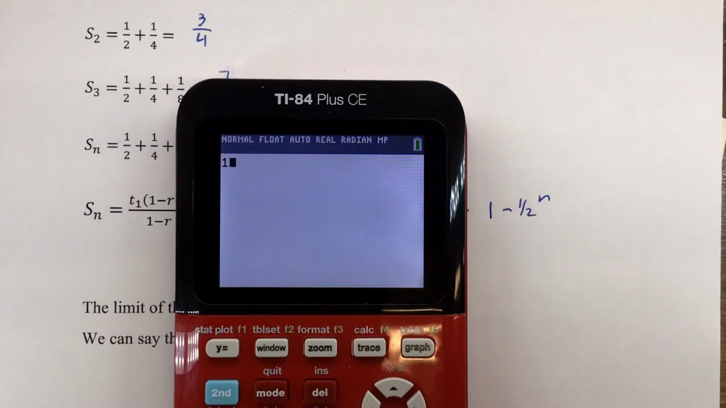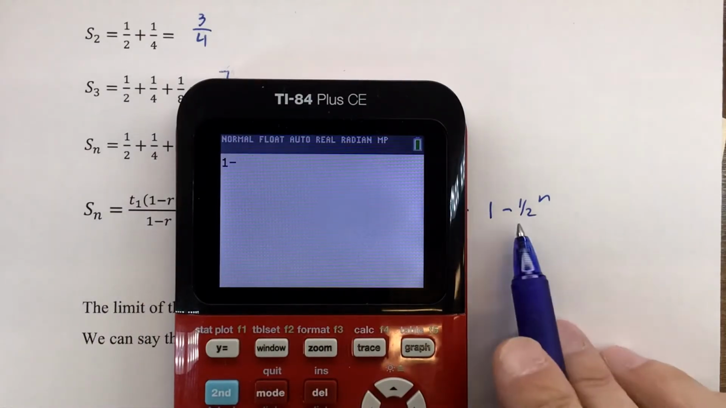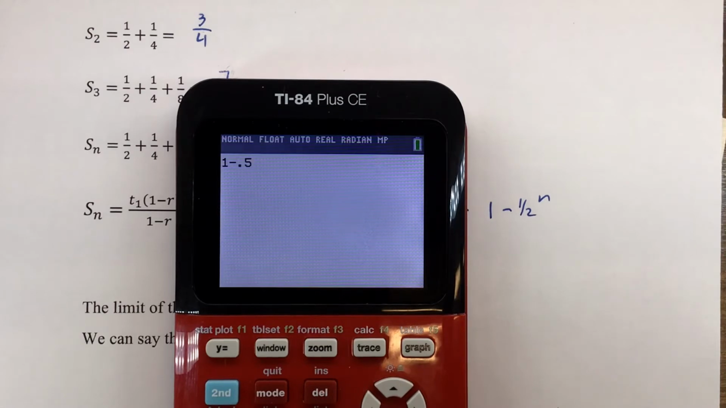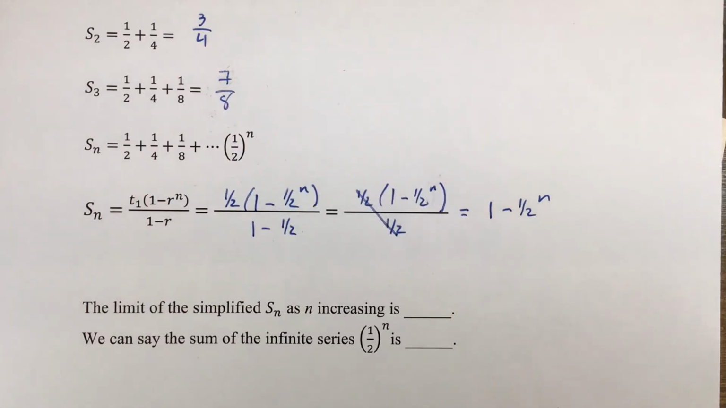So I'm going to take 1 and subtract, for the 1/2, I'll just type it in as 0.5, and raise that to the third power. I get that as a decimal, but if I convert it over, we see that we get 7/8. All right, so we have an equation that can generate the sum of any number of terms that we want.